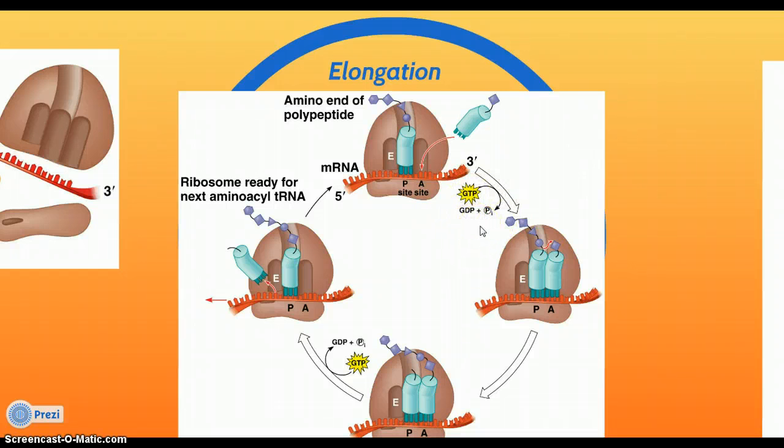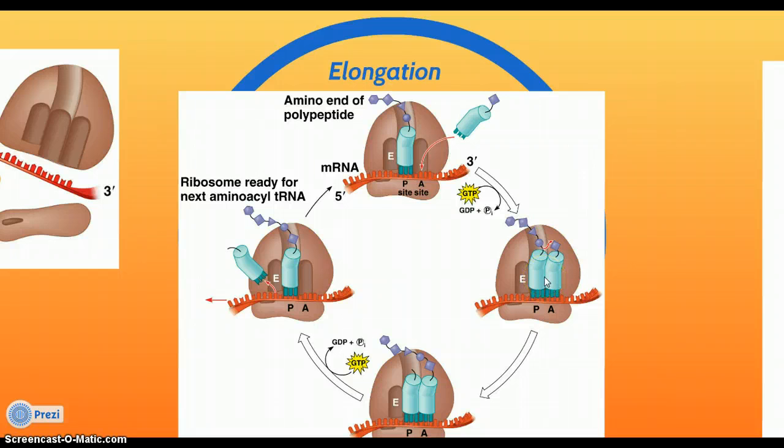In the next step, peptide bond formation occurs. This is when rRNA molecules help form peptide bonds between the amino acid and the A site by removing the polypeptide from tRNA in the P site and attaching it to tRNA in the A site with the amino acid attached.